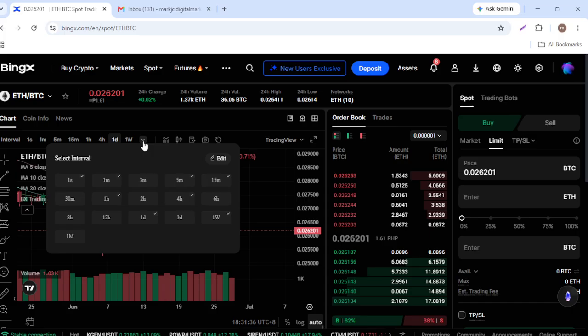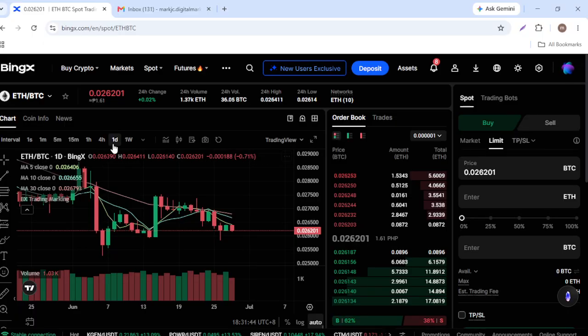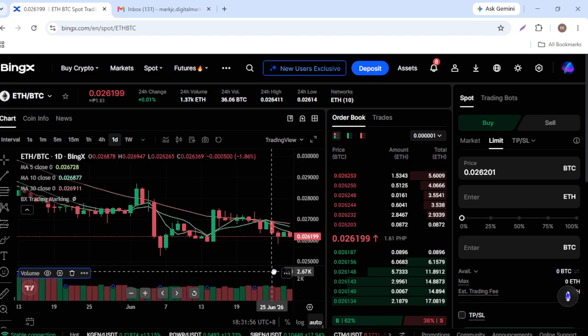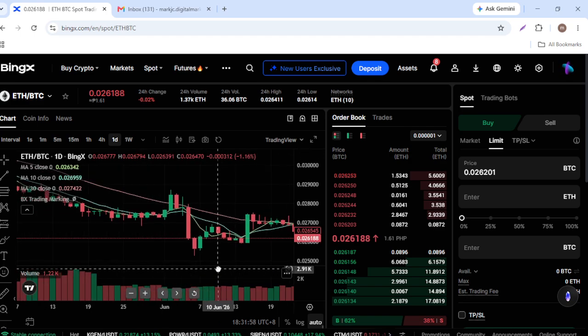This number shows how much of the cryptocurrency has been traded over the past 24 hours. You'll also notice volume bars at the bottom of the price chart. These bars represent the trading activity during each chart interval, such as 1 minute, 15 minutes, 1 hour, or 1 day, depending on the time frame you've selected. Higher bars indicate more trading activity during that period, while shorter bars indicate less activity.